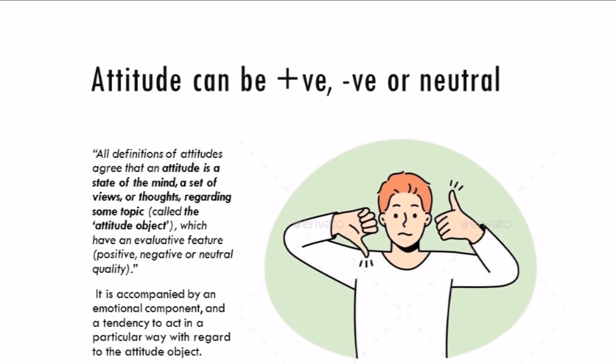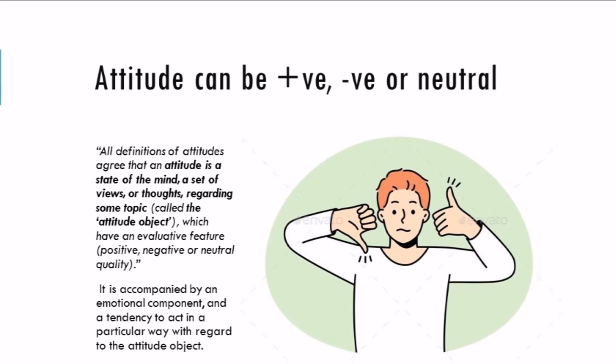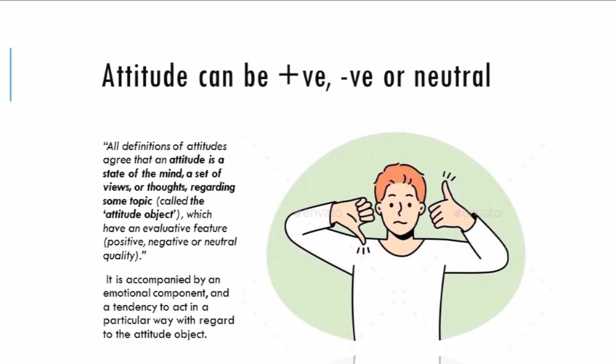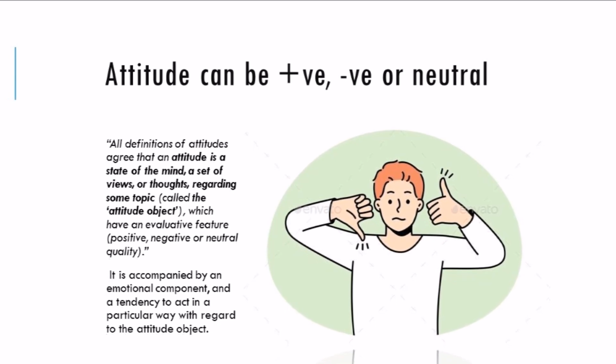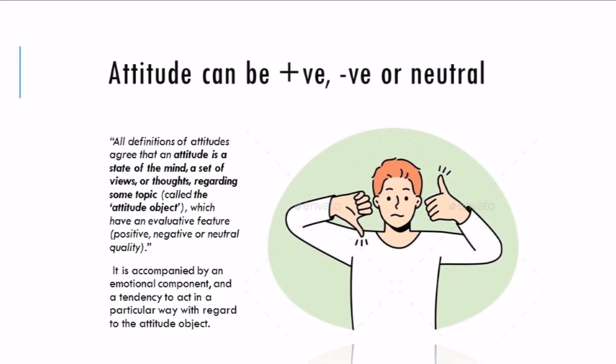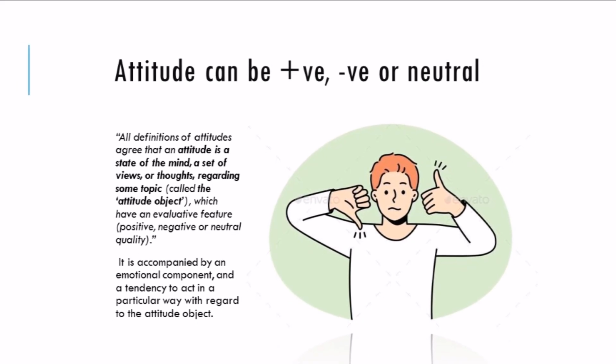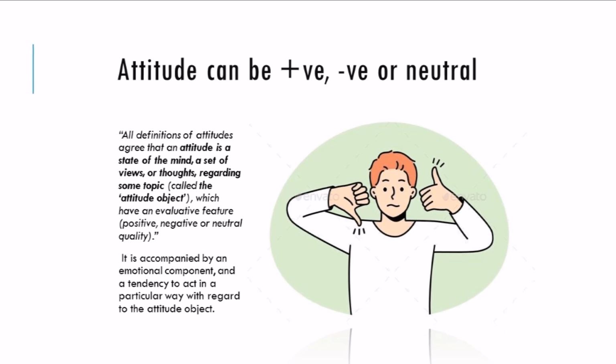Components of attitude. Attitudes can be positive, negative, or neutral. All definitions agree that an attitude is a state of mind or a set of views about a topic, known as the attitude object. With an evaluative feature, positive, negative, or neutral, attitudes are accompanied by an emotional component and a tendency to act in a particular way concerning the attitude object.